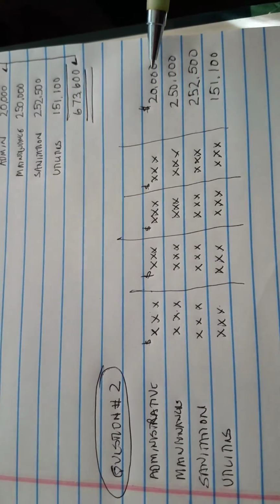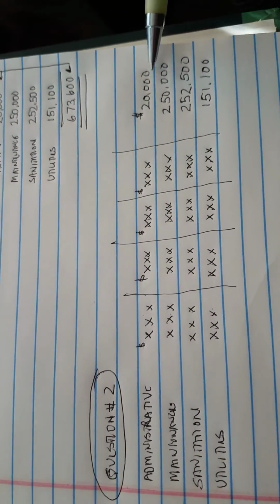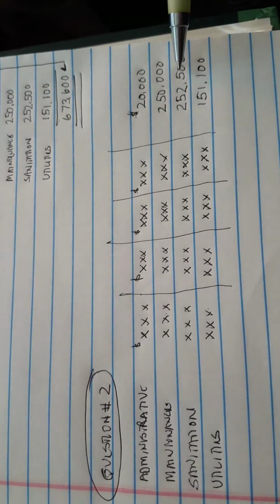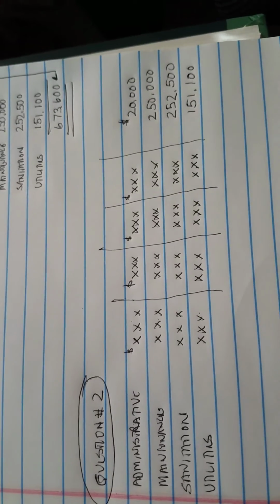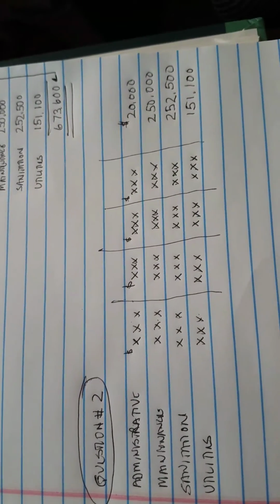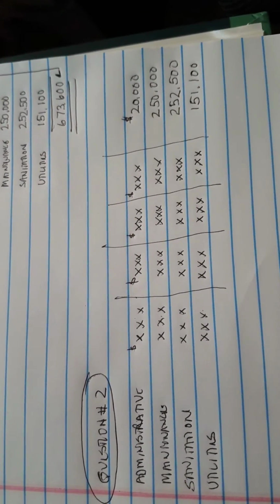You have these check figures to use. You should allocate $20,000 of admin, $250 of maintenance, $252 of sanitation, and $151 of utilities. Do it in Excel. It gets confusing.